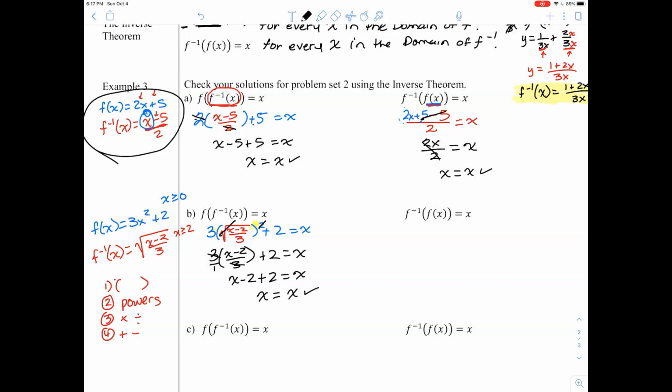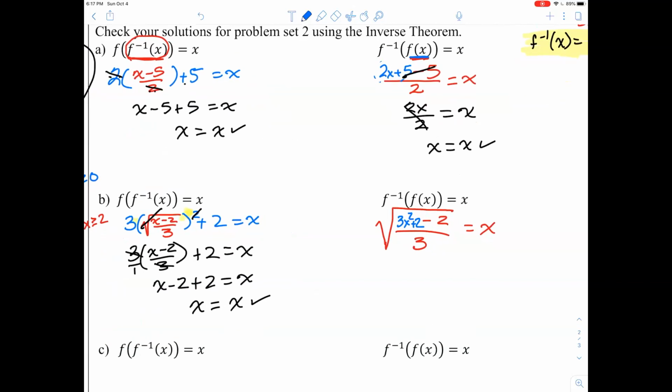All right, and so now we're going to go the other way by taking our inverse function, which is the square root of (x minus 2) over 3, removing the x, and inserting the 3x squared plus 2. I had to squeeze that in there. That looks terrible. I think you guys have it though.